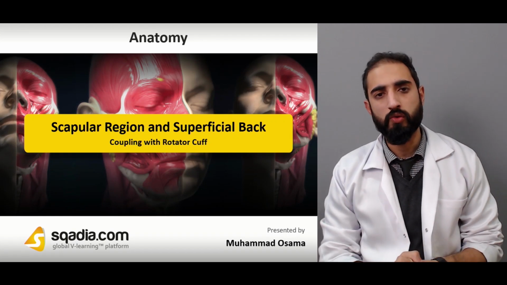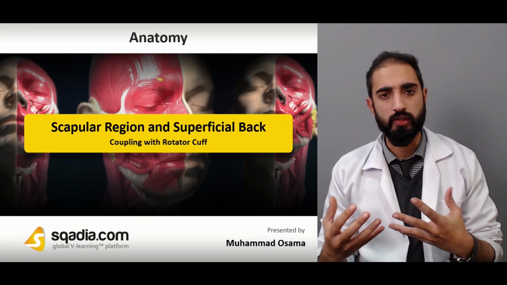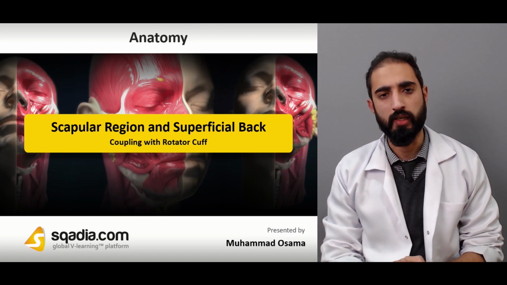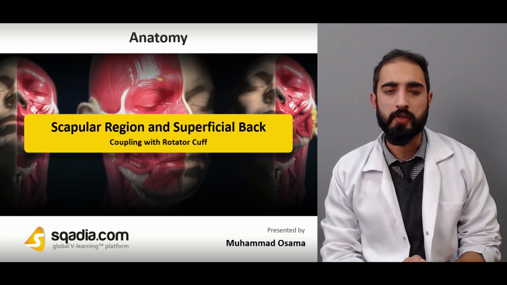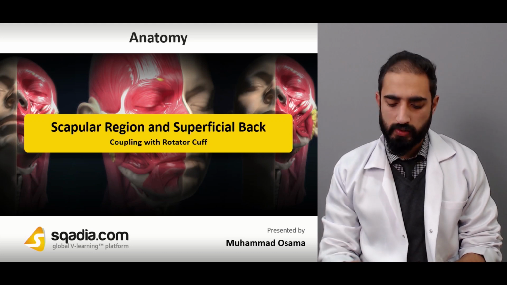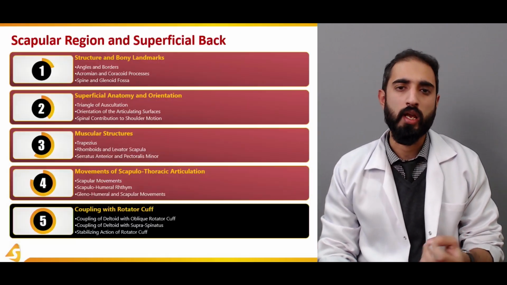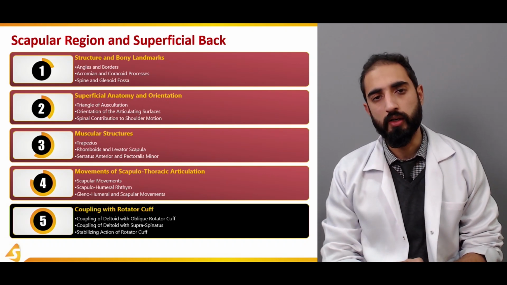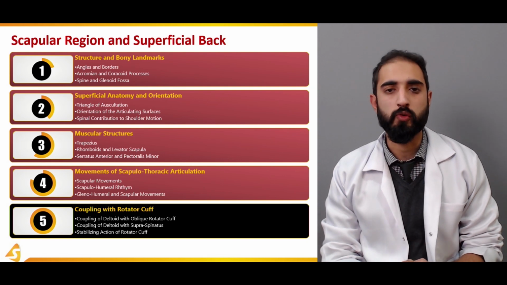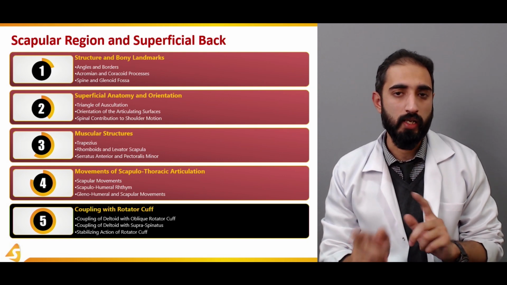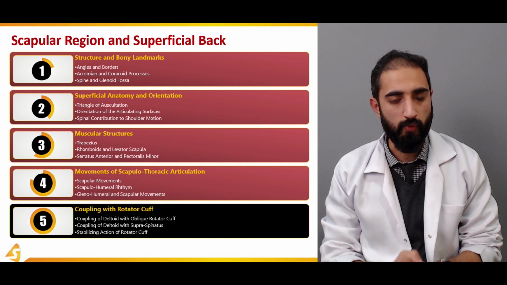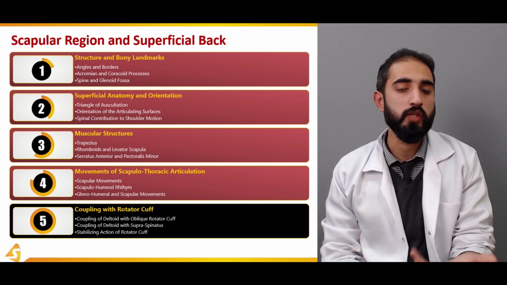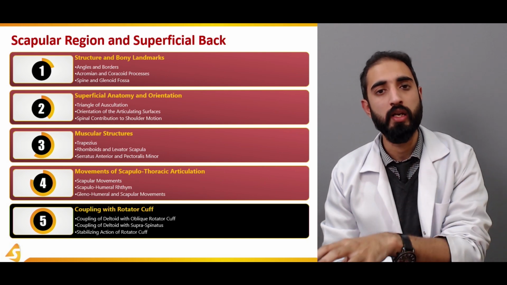Now that we have understood the orientation, the anatomical landmarks, the surface anatomy, and the muscles acting at the scapular region and superficial back, now it's time to take a look at something in depth, which is the association of the movements which are occurring at different muscles, in which the rotator cuff comes into play, which is associated with the scapula because the rotator cuff originates from the scapula and acts at the glenohumeral joint.